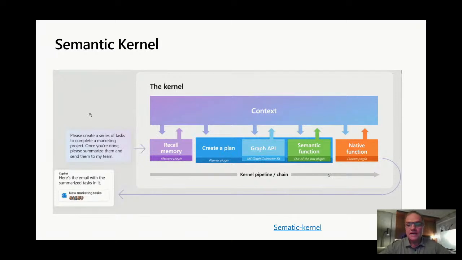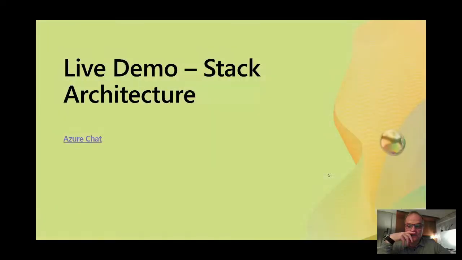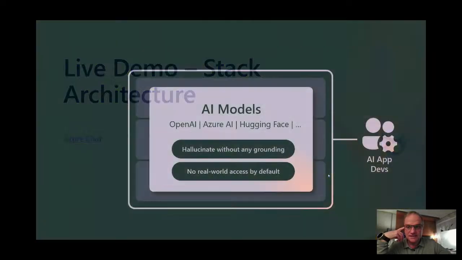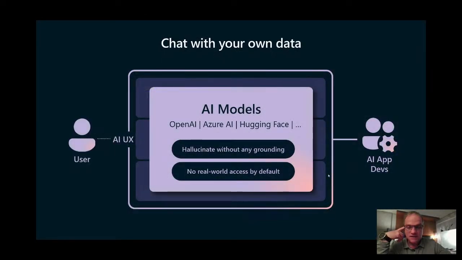It's core. It allows us to recall memory. It allows us to create plans for our prompt execution and our prompt workflow. It has a connector to connect into Microsoft Graph, and it allows us to do custom plugins or out-of-the-box plugins using semantic function. So I've already done the demo where I went over the architecture. So chat with your own data.